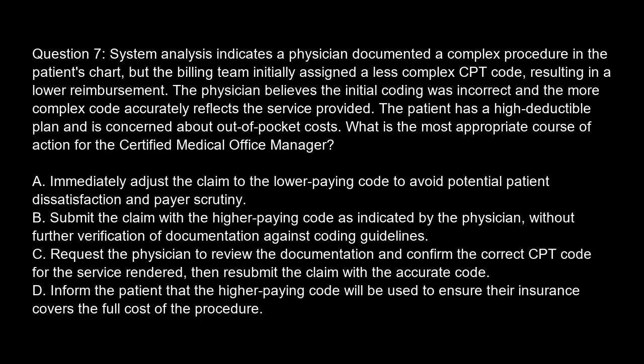Option A. Immediately adjust the claim to the lower-paying code to avoid potential patient dissatisfaction and payer scrutiny. Option B. Submit the claim with the higher-paying code as indicated by the physician, without further verification of documentation against coding guidelines. Option C. Request the physician to review the documentation and confirm the correct CPT code for the service rendered, then resubmit the claim with the accurate code. Option D. Inform the patient that the higher-paying code will be used to ensure their insurance covers the full cost of the procedure.